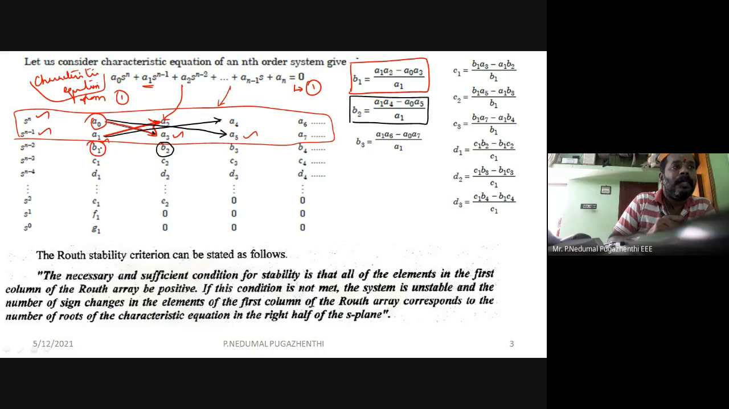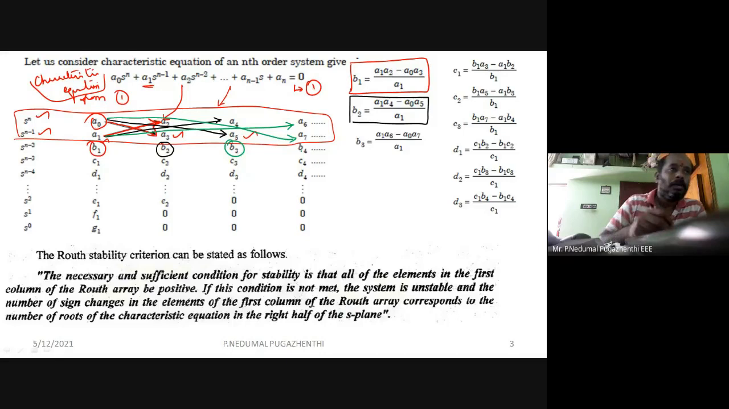Then the third element. It is A1 into A6 minus A0 into A7 divided by A1. That is your B3. It goes on. Is that clear? The third row, is it clear? Hello? Is the third row clear?